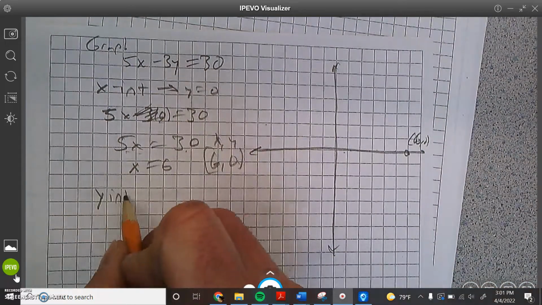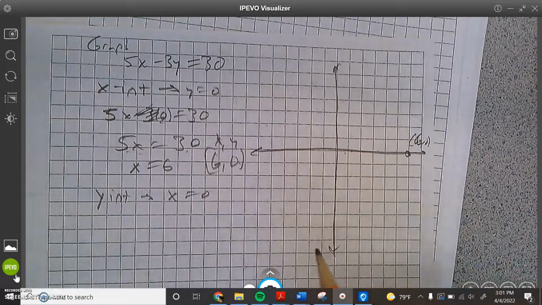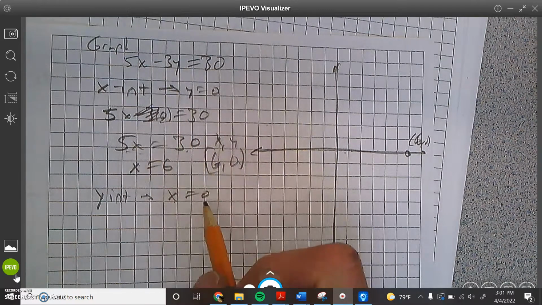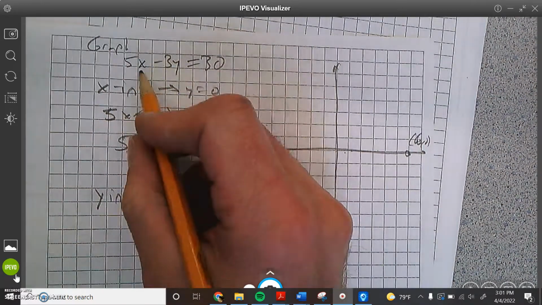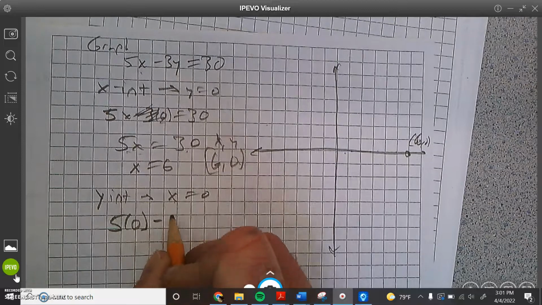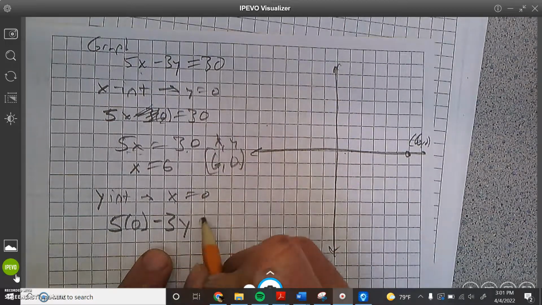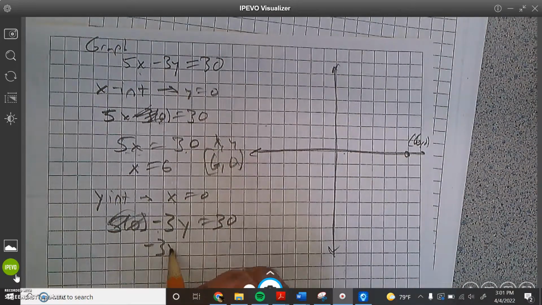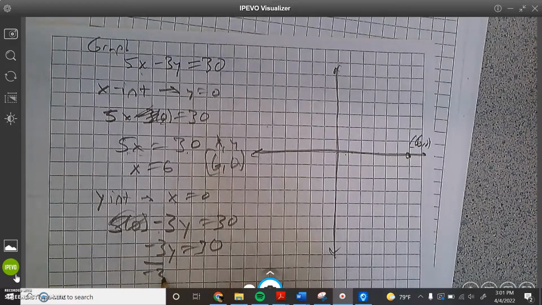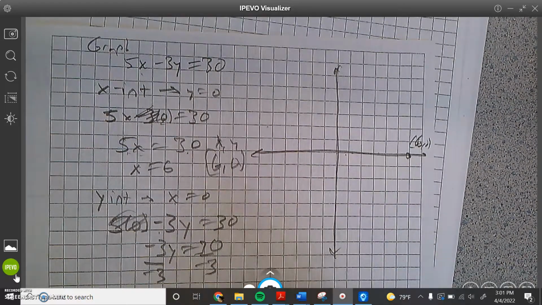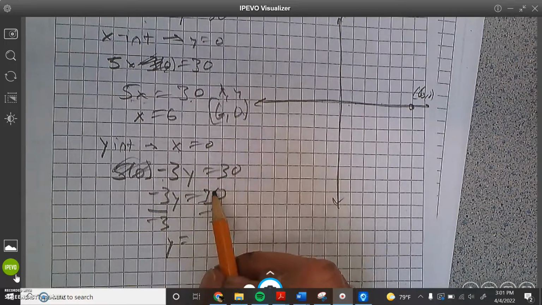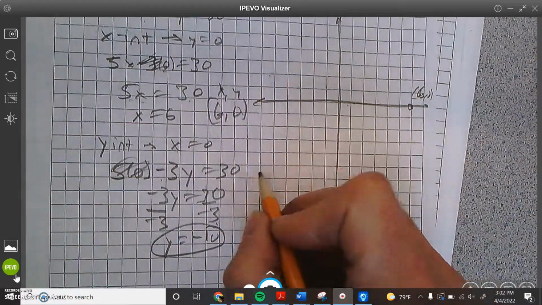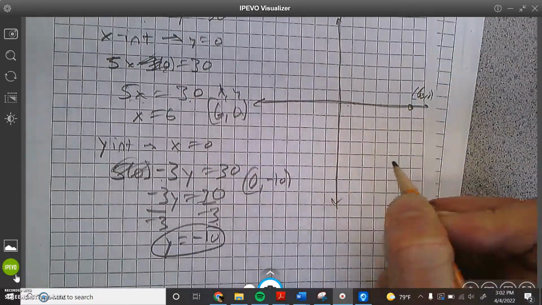We have the y-intercept. We have x equals 0. So x equals 0. Plug in here. 5 times 0 minus 3y equals 30. So this is 0. Don't forget the negative 3y again. Hopefully you didn't forget that. Divide by negative 3. y equals 30 divided by negative 3, which is negative 10. So 0 for x, negative 10 for y.